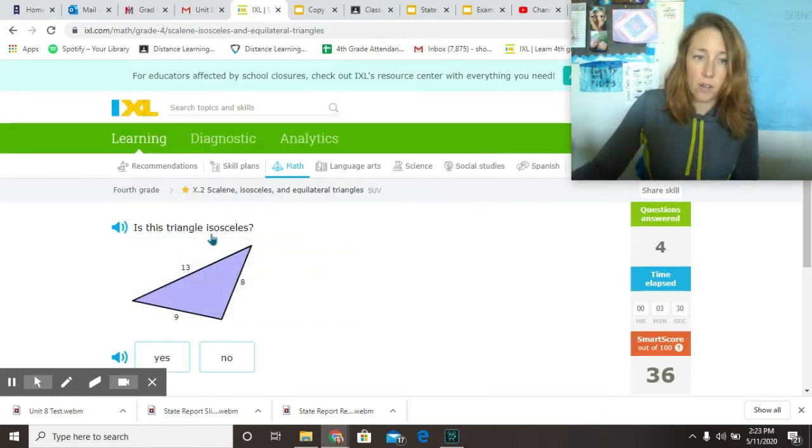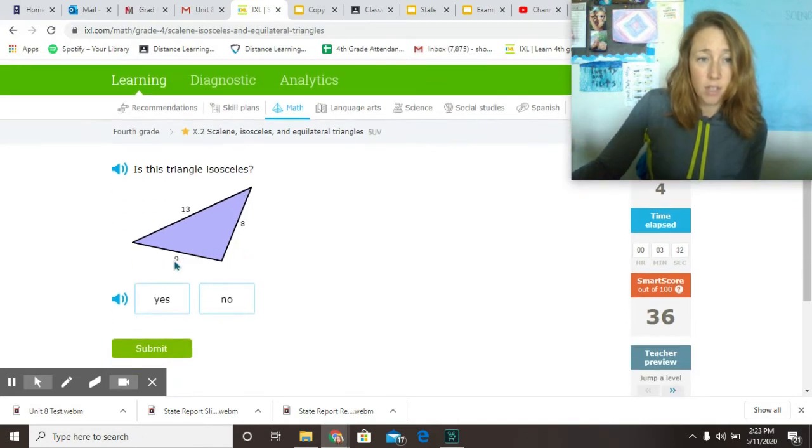So look at this one now. Is it isosceles? Are two of the sides the same? Nope. So it is not.